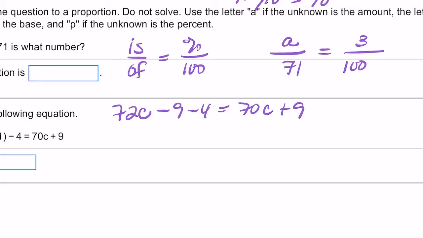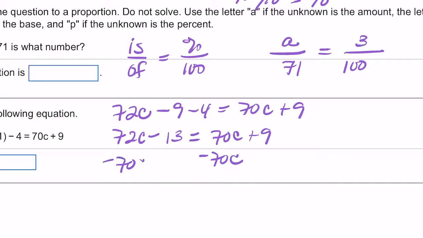So here we can combine our two like terms. -9 minus 4 is -13. And then I need to solve for c. So I'm going to subtract 70c from both sides. 72c minus 70c is 2c. Bring down the negative 13, bring down the 9.